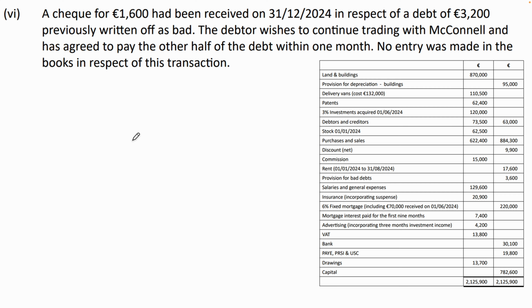This one here is bad debts recovered, because a debtor who was previously written off as bad, who previously went bankrupt, is now back in business, and they've given us 1,600, half of the debt that had previously been written off as bad, and they said to us, come here, we'll give you the other half. They've promised us the other half, so that's really, really good. So we have 1,600 coming into the bank, so it's going to go into the asset bank account on the debit side, the left hand side, and then our debtor has promised to pay us the remainder, the other half, so we're going to increase the debtor 1,600 on the debit side.